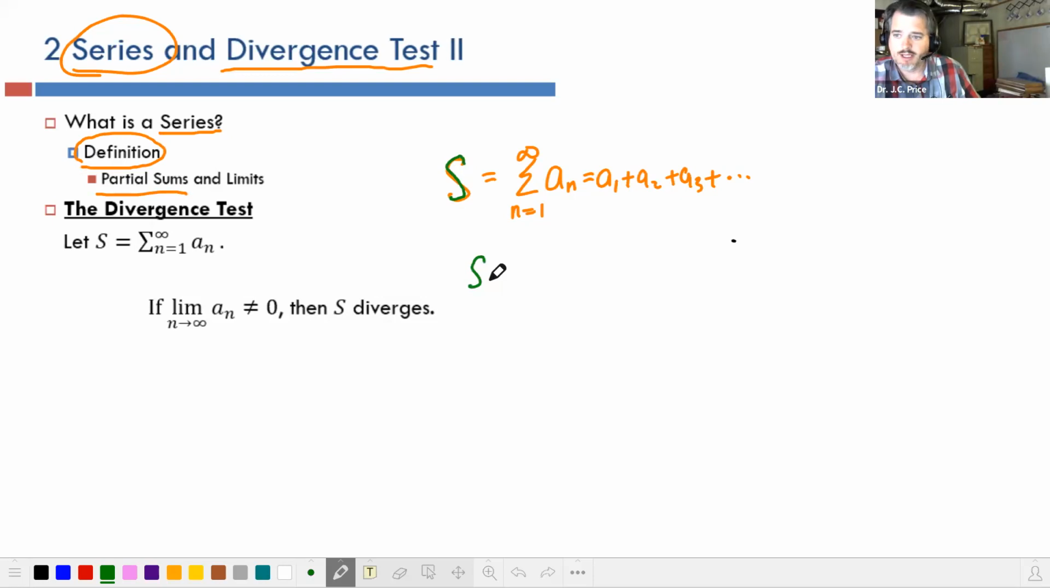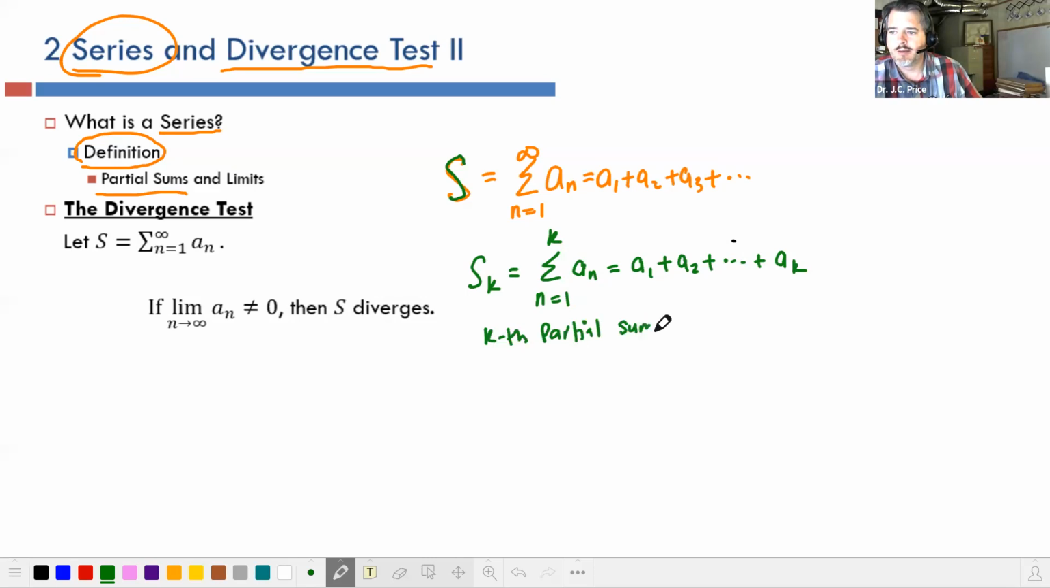If you give me a series S here, its partial sums we write as S sub k. And so S sub k is equal to what? Well, it's the partial sum. So it's the sum from n equals 1, but instead of going to infinity, we just go to k of a sub n. Really, this is a shorthand way to write a sub 1 plus a sub 2 plus dot, dot, dot, and at the end, plus a sub k. And this is called the kth partial sum.